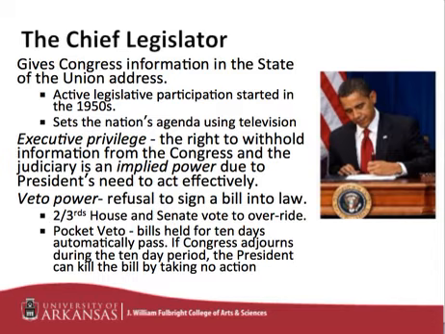The president also has a veto power as chief legislator, and this is the refusal to sign a bill into law. Now, what happens here is if there is a demand to pass this law, there's a need for 2/3 of both the House and the Senate to vote to override it. But there's also the possibility of the pocket veto. Here, the bills are held for 10 days, and automatically pass. However, if Congress adjourns during the 10-day period, the president can kill the bill by taking no action.